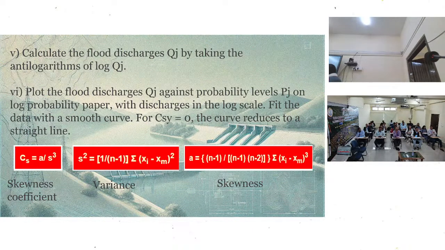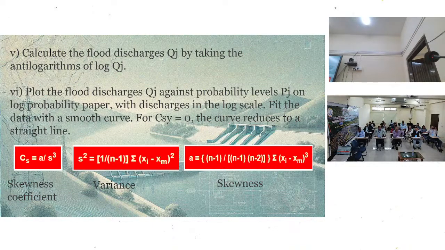Xi is the individual sample value, like if we have 10 values, it will be 100, 120, 90, whatever. And x mean is the mean of the whole data. So you subtract the mean value from the observed value, cube it and summate all of the data to make one number. Summation of this into this factor will give us the skewness.